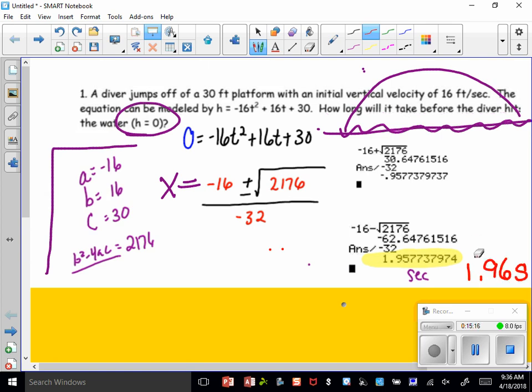Okay, now that makes sense. 1.96 is the answer because this cannot be the answer because it's negative. And usually that happens. You'll end up with one negative number, one positive number. You know it can't be the negative number because we can't have negative time. Okay? All right, any questions on the first example?